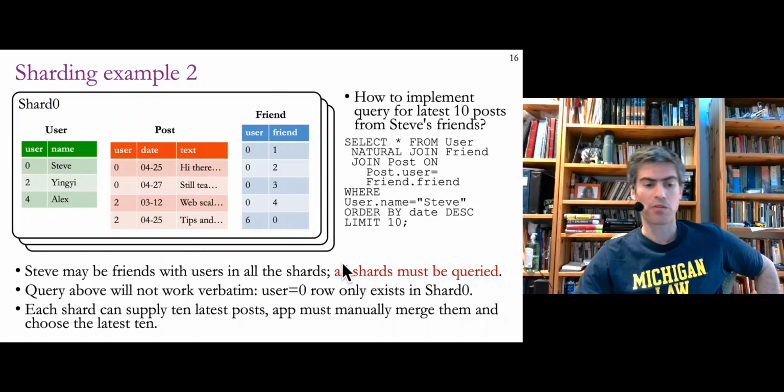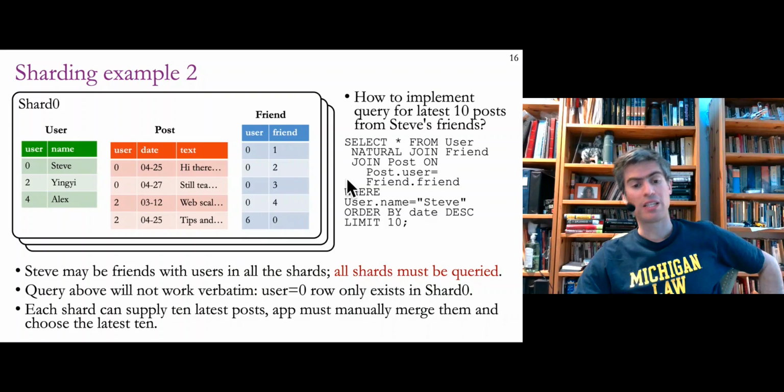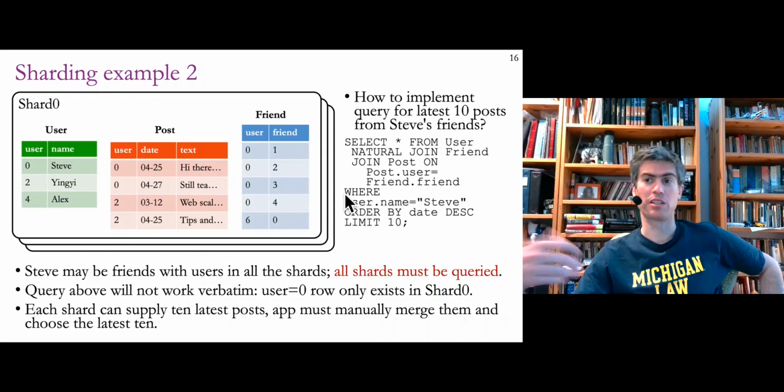So first I have to do a query to get the user ID of 0, and then get all my friends from the first shard, and then I have to use that list of friends to build a second query and send that query to the other shards, and that'll actually be a very long query because it'll be explicitly listing out different friends.